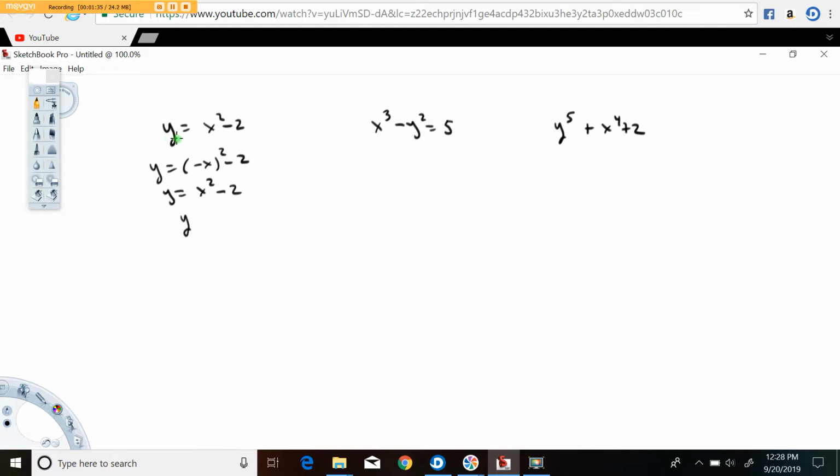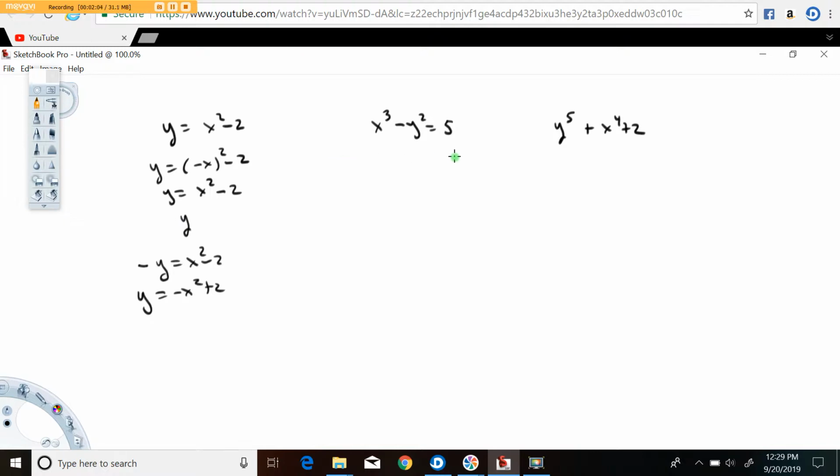Notice if I replace y with minus y, I've got minus y equals x squared minus 2. And if I move this over to the right, this now reads y equals minus x squared plus 2. Not the same equation, no symmetry involved with that. Furthermore, if I replace x with minus x and y with minus y, I don't have any symmetry. It will not be the same equation. So this is symmetric about the y-axis.